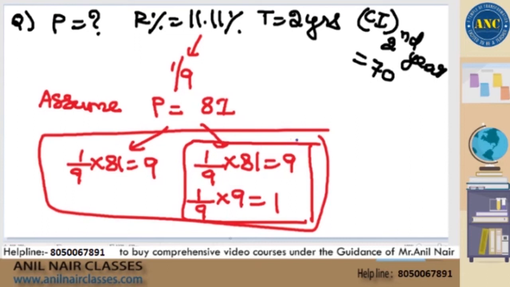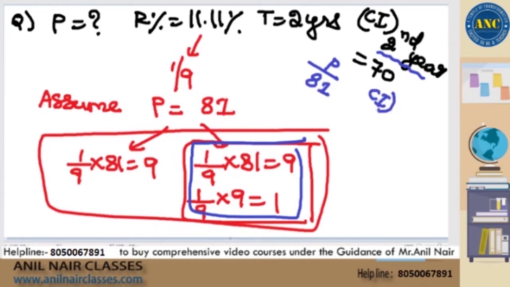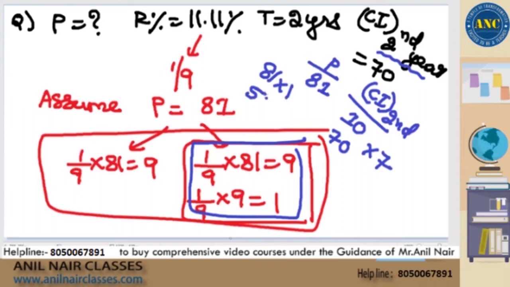This entire thing what I wrote in the first box is the CI for the second year. It is not 2 years, it is second year. If the principal is 81, CI for the second year is 9 plus 1, 10. But according to the question, it is 70. 10 sevens are 70. 81 sevens are 567. Second year, third year, slowly you can solve any number of questions. I hope it is clear.